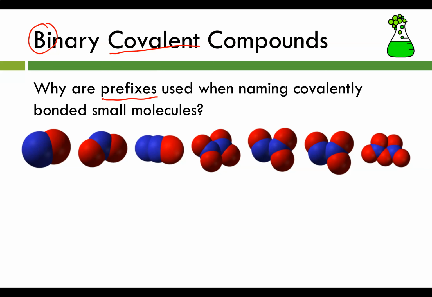Here are 7 different examples of how nitrogen and oxygen can bond together. The blue atom is nitrogen, the red atom is oxygen, and they don't always combine in the same ratio. Unlike ionic compounds, where the charge of the ions dictate how many of each have to be there, with covalently bonded molecules, a whole bunch of different possibilities are perfectly valid. So I can't just call these nitrogen oxides. Technically, they all are nitrogen oxides, and that does not provide me with any information.